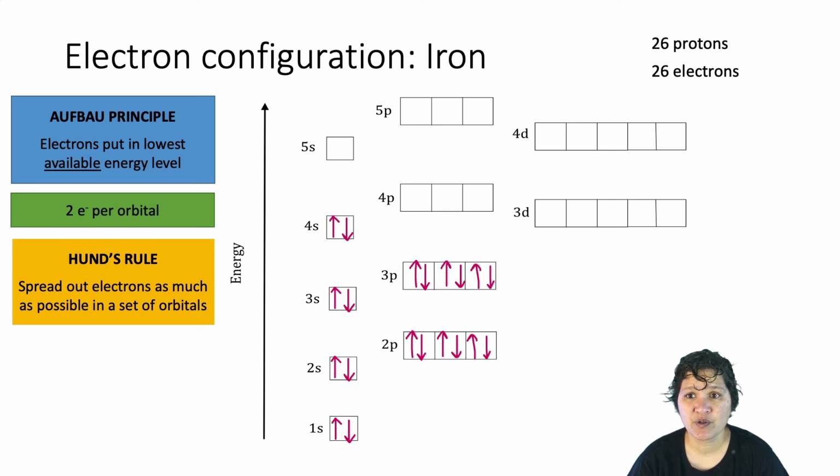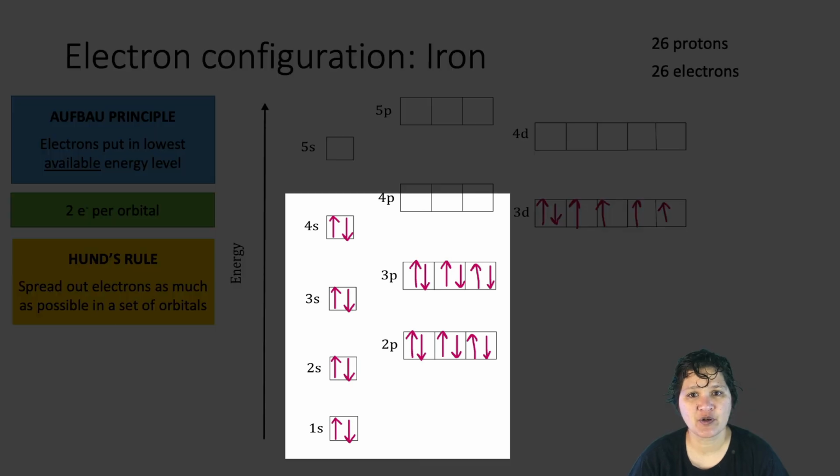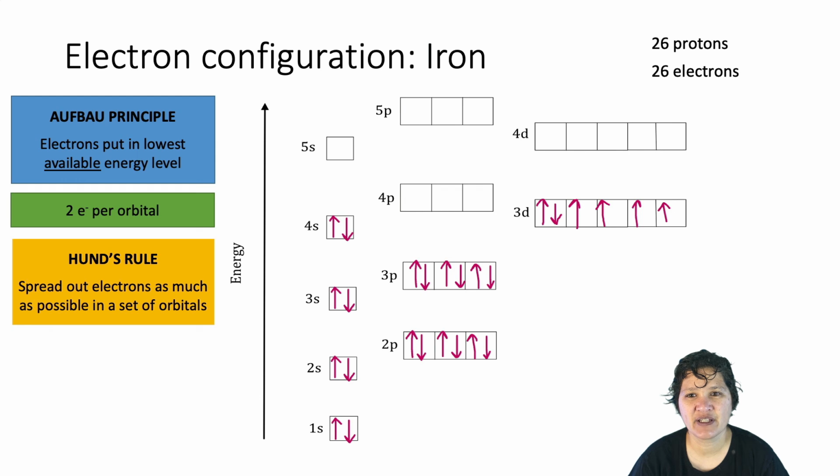Again, we follow Hund's rule and we put 1 electron in each of the 5 3d orbitals, all with the same spin, and then the remaining electron gets to double up. So, based on this electron configuration diagram, is iron magnetic? Well, all of the completely full orbitals are going to contain only paired electrons, so we usually look just at that last energy level that was filled, which in this case is the 3d.